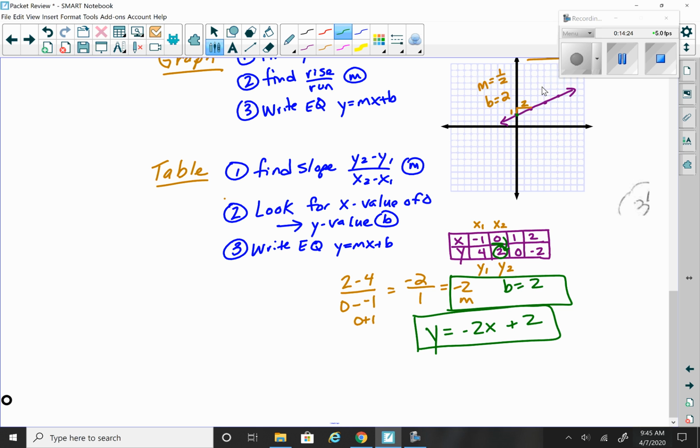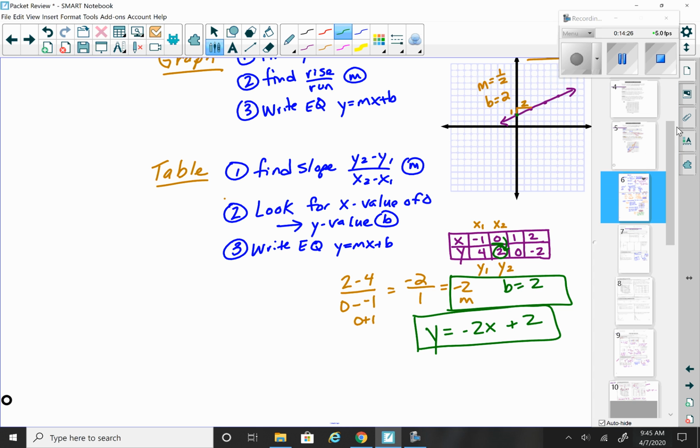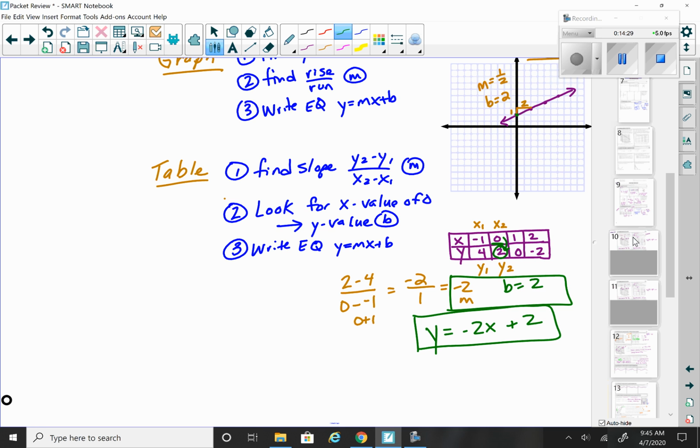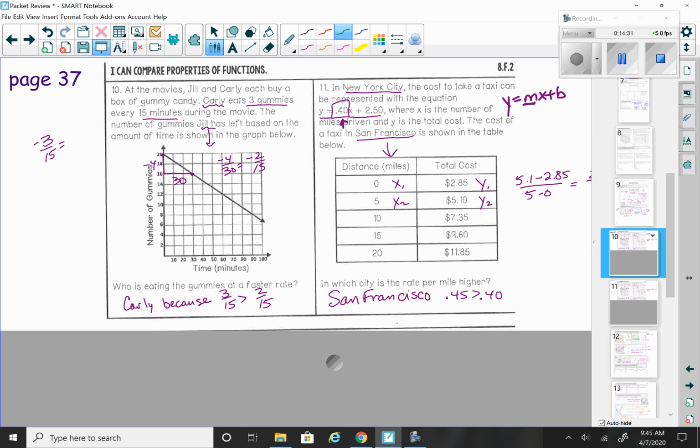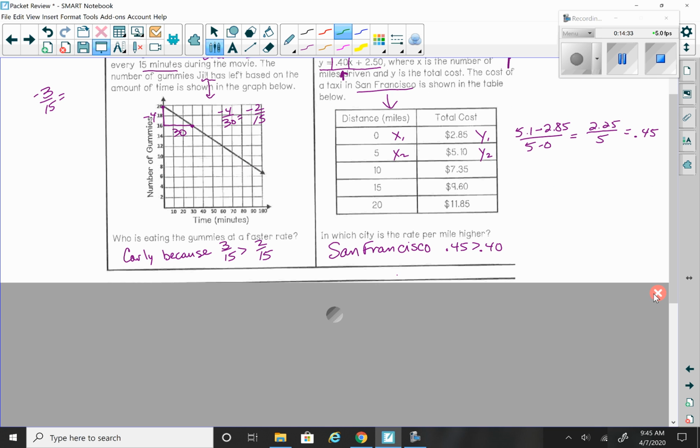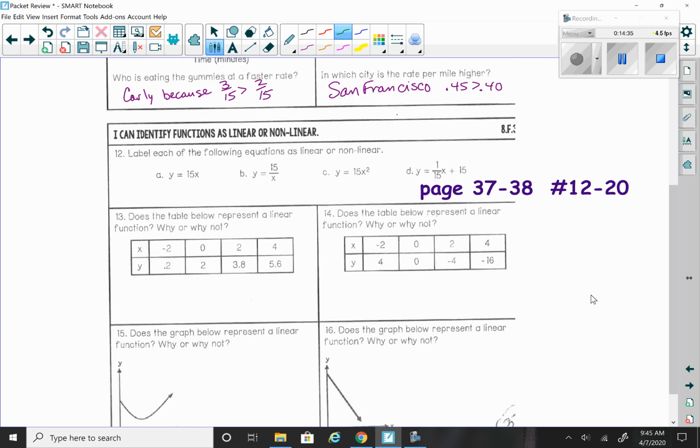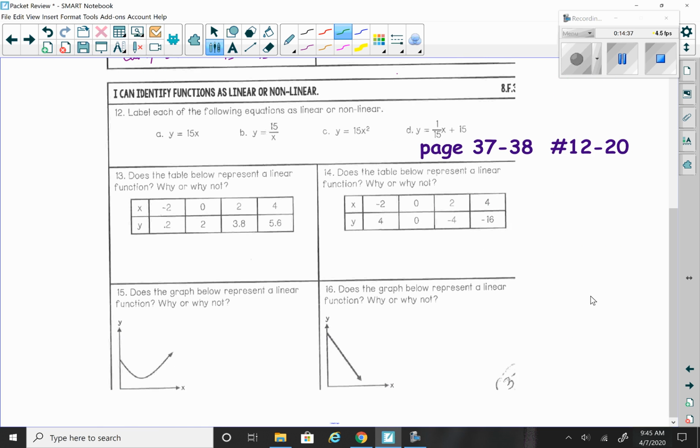So that's a quick review of lessons 3 and 4. For homework tonight, we're going to go back to where I was going over my homework before. So go back to page 37, and your homework is going to be pages 37 and 38, 12 through 20.